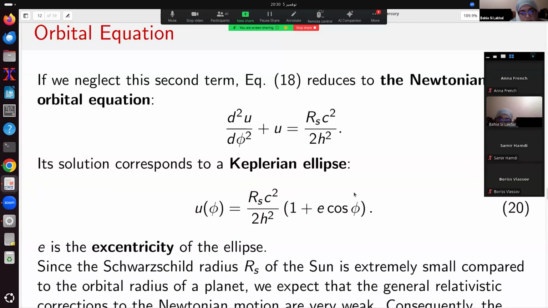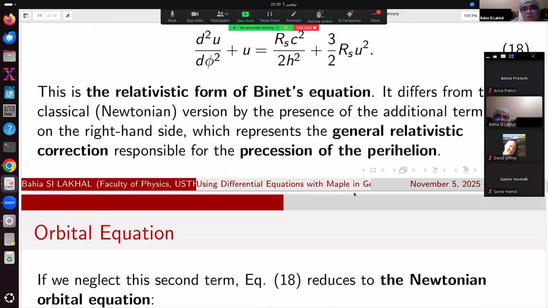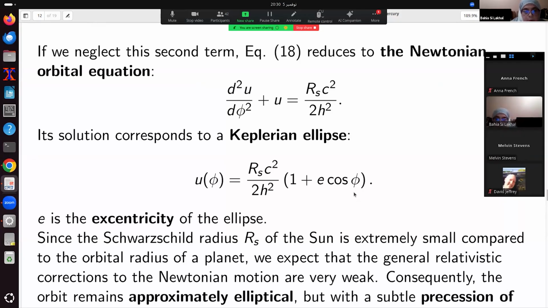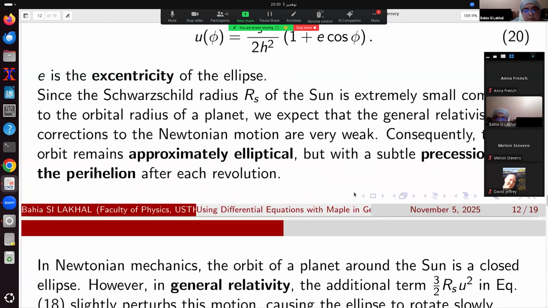Now, since the Schwarzschild radius R_S of the Sun is extremely small compared to the orbital radius of the planet, we expect that the general relativistic corrections to the Newtonian motion are very, very weak. So we expect that in general relativity, the solution of equation 18 is approximately elliptical, but with a subtle precession of the perihelion after each revolution.